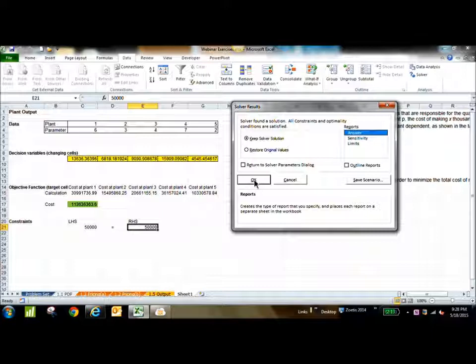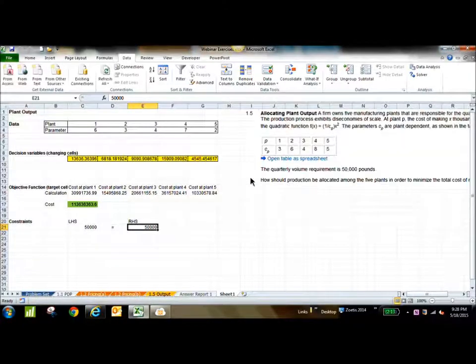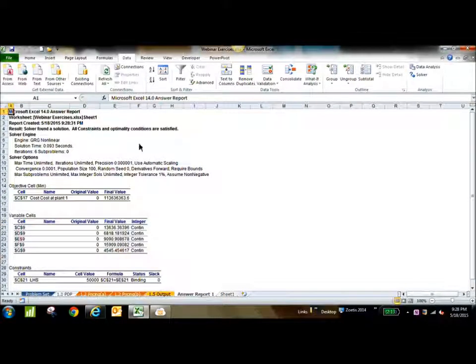So keep Solver solution. Make sure you have this message saying Solver found a solution. All constraints and optimality conditions are satisfied. Select Answer Report and hit OK. That is the answer report, and this is your mathematical model.